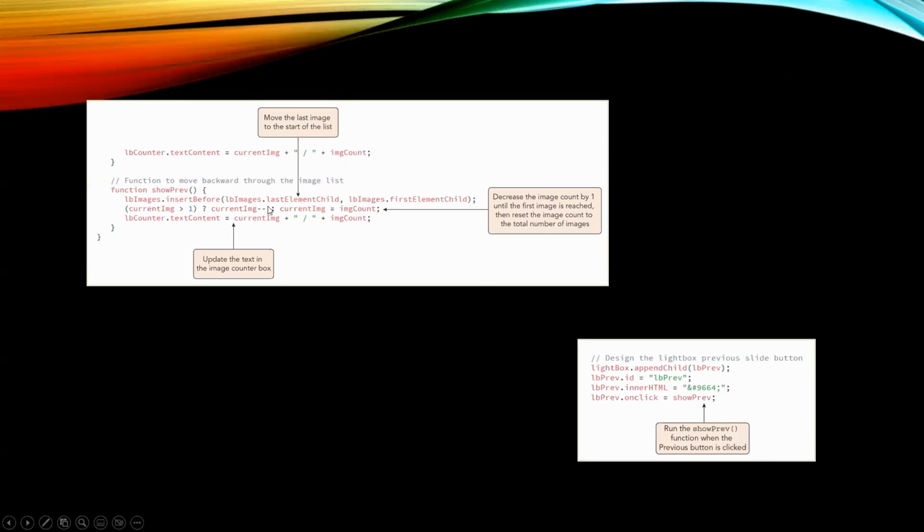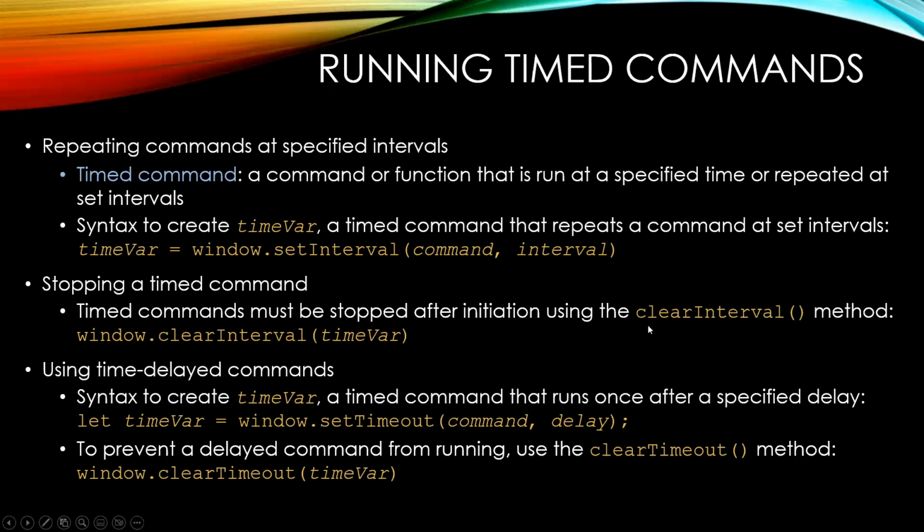Here is some example code in order to do just that. So here I've got insert before. It's going to move the last element child and place it before the first element child. Here we're going to do some decreasing, and then we're updating the text. Here we are designing the show previous button. So here's my function show previous. We do have to add the event listener onto that little arrow that we created. And so we say on click, show previous.